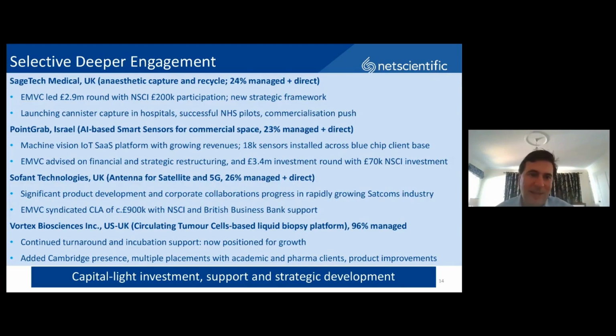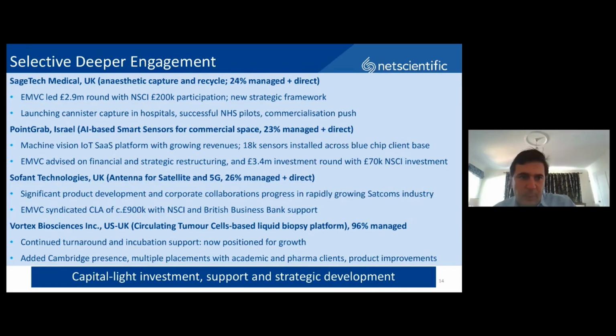Not many know that anesthetic gases have a really high greenhouse gas impact, anywhere between 8 and 40 times the impact of CO2 emissions. So you don't use so much of it, but the impact is quite high. Anyhow, we were monitoring this business. Last year, we had roughly 1% of the company, but we identified a position where we could increase our stake by helping the company sort out some internal problems, but also help them develop a new strategic framework. And now the company has turned the page. They're launching canister capture in hospitals. They have successful NHS pilots, and broadly, there's a strong commercialization push. We've gone from 1% of the business to 24% combination of managed and direct.